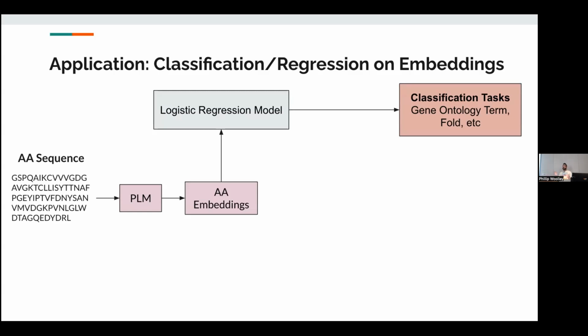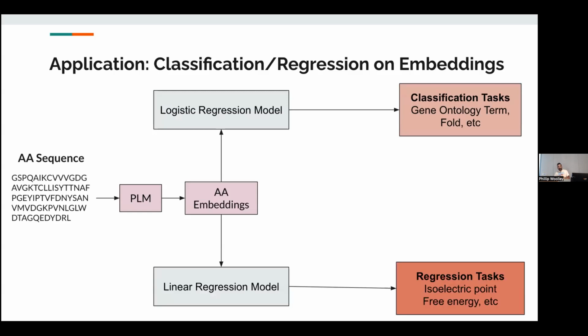And using that classification model, you can predict things like gene ontology or fold or secondary structure, all the classification tasks that you can do on amino acids. And if you want to do a regression task, you can again run those embeddings through a linear regression model, and you can identify the isoelectric point of the amino acid sequence or the Gibbs free energy or other regression tasks that you can do on amino acids.